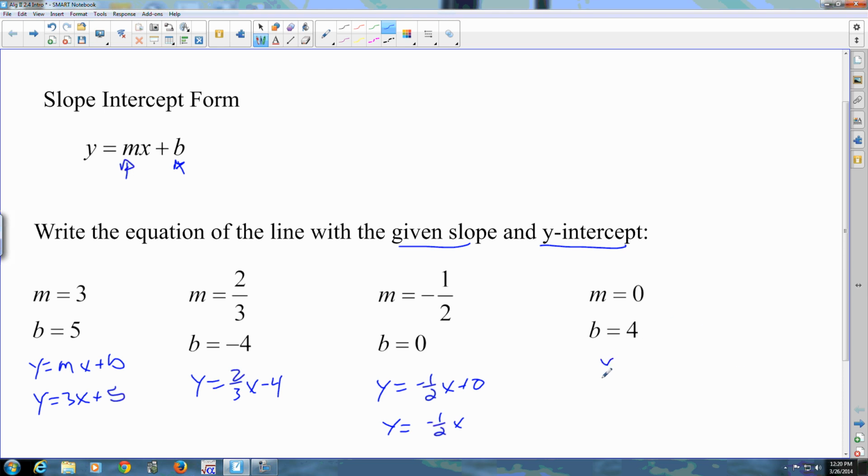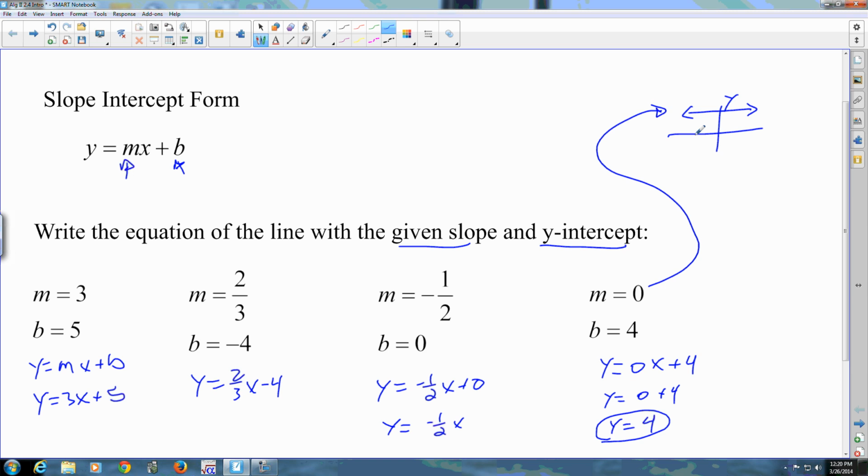So for this one, y is equal to 0x plus 4. Well, 0 times anything is 0, so it's really just 0 plus 4, and you guys know 0 plus 4 is really just 4. So remember, if it only has a y, that must mean it only crosses the y. So that's going to be a horizontal line at 4. Right? Slope is 0. I'm just trying to reinforce: slope is 0 means that it's a horizontal line.